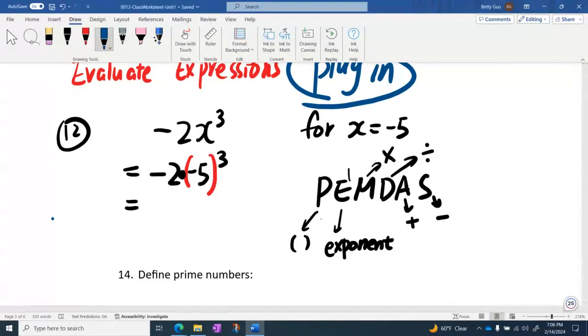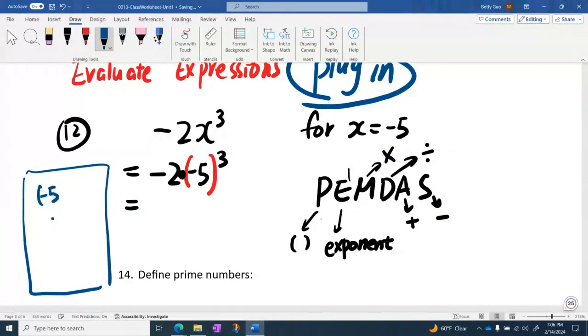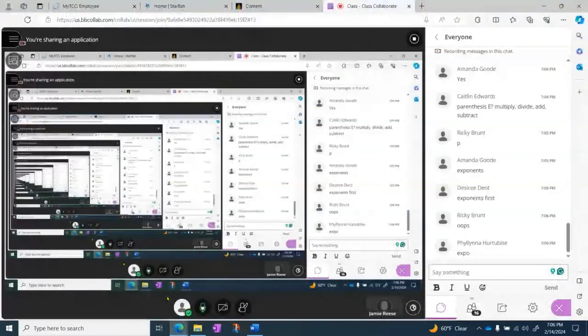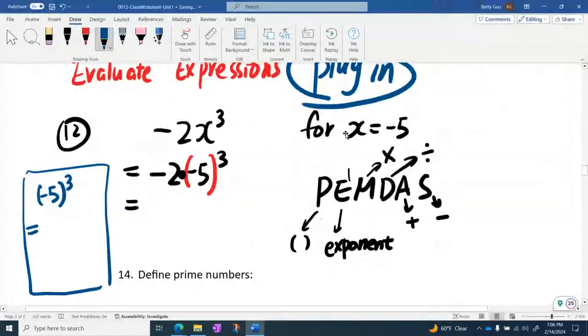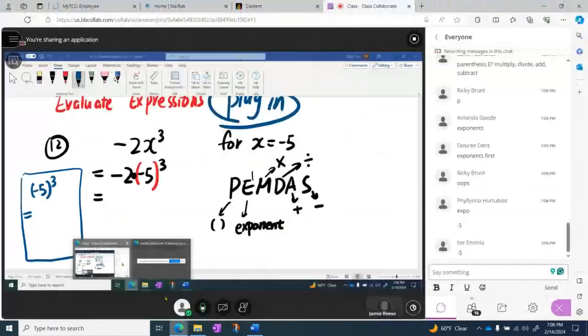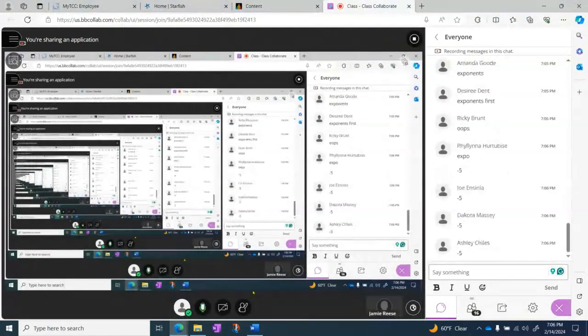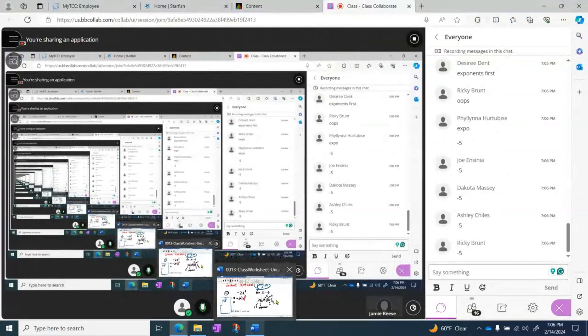Let me draw a scratch paper. This is my scratch paper. I'm going to handle the exponentiation here. In this exponential expression, we have 2 parts. Remember, base and exponent. Anybody can tell me what the base is? Is the base 5 or -5? -5. Awesome. Very good. That means you remember what you learned from Foundation 1.